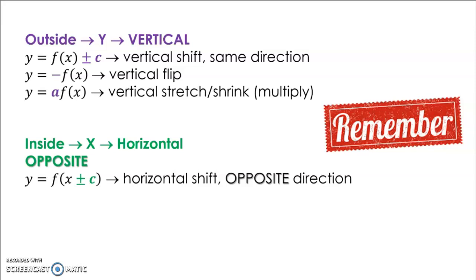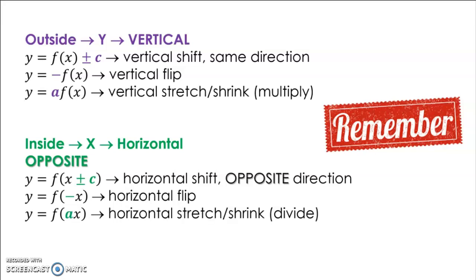If I have plus or minus a number inside, that's a horizontal shift in the opposite direction, so that will affect the x coordinates. If I have a negative on the inside with the x, that's a horizontal flip, so I multiply the x coordinates by a -1. And if I have a value with the x, a coefficient there, that's a horizontal stretch or shrink, but remember it's opposite, so it'll be a stretch if the value is less than 1, a shrink if the value is greater than 1, and I divide the x coordinates by that value.